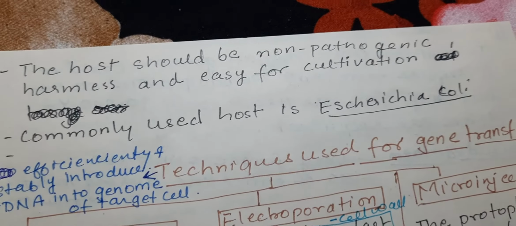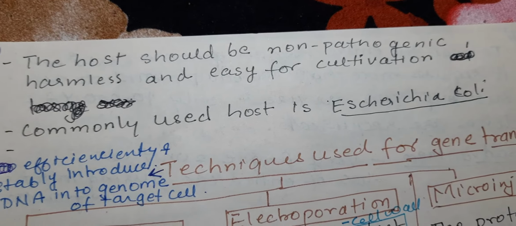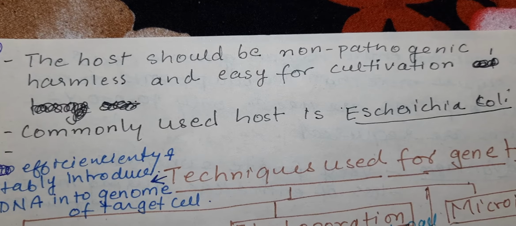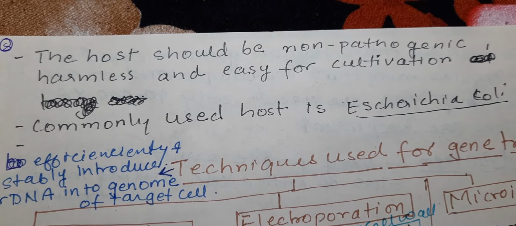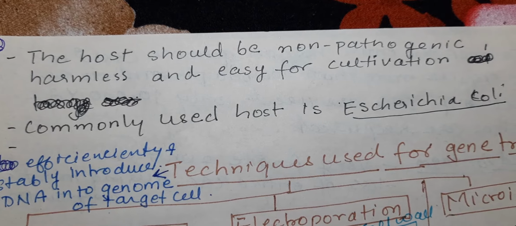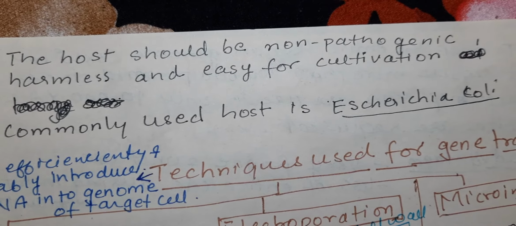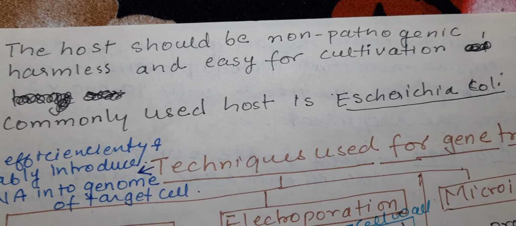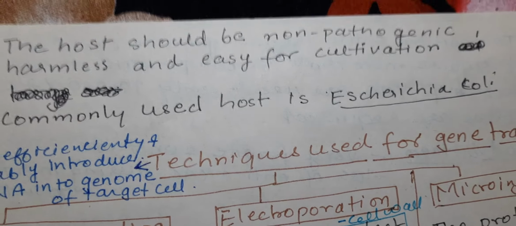The host should be non-pathogenic, harmless and easy for cultivation. If you require the cultivation at large scale, then it should be able to replicate well. A commonly used host is E. coli that we are using in all the rDNA technology.